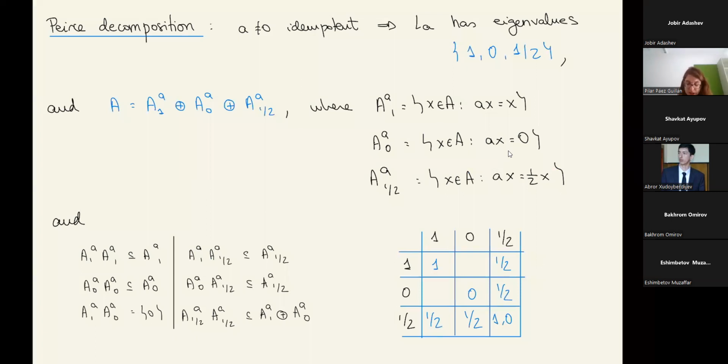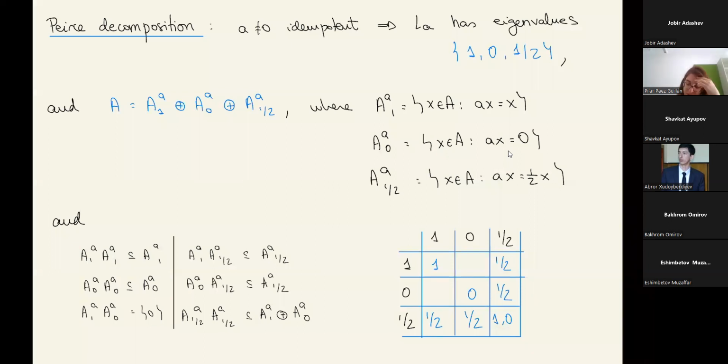I have written here explicitly how the products of these components behave, but we can also take a look at these rules in a compact way with this kind of table telling us how to multiply. If I take elements from the eigenspace associated to 1 and multiply them with other elements in the same eigenspace, I still get a new element in the same eigenspace.